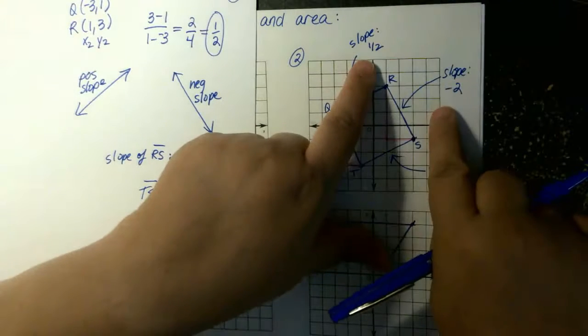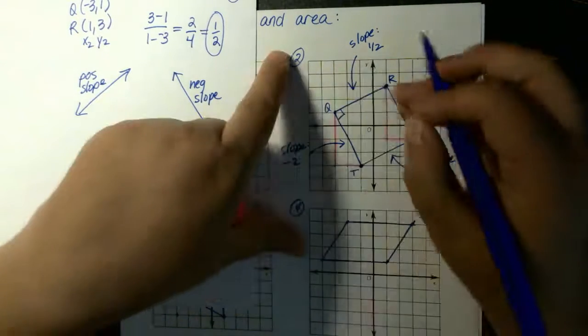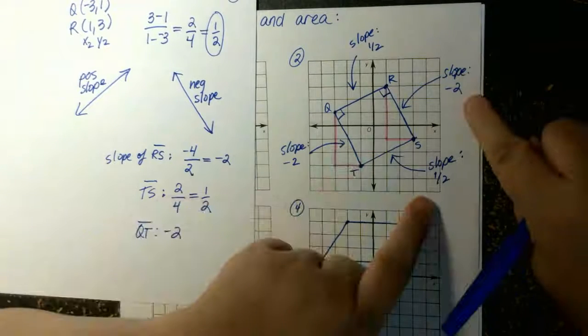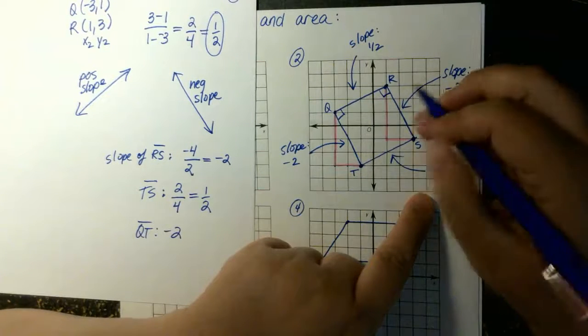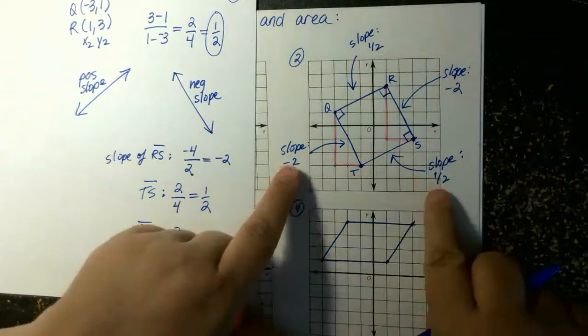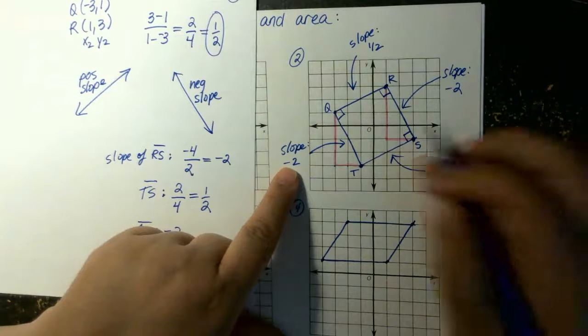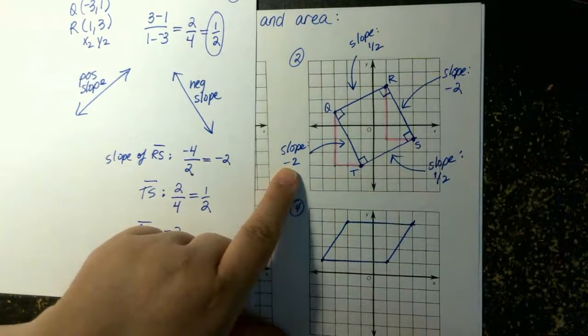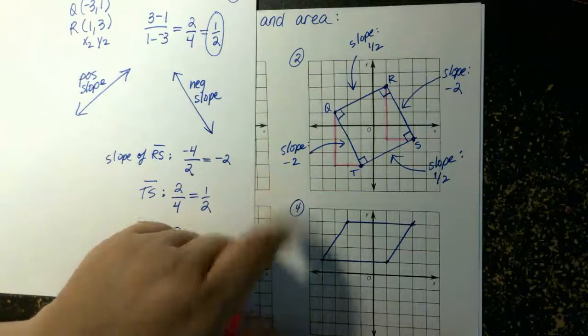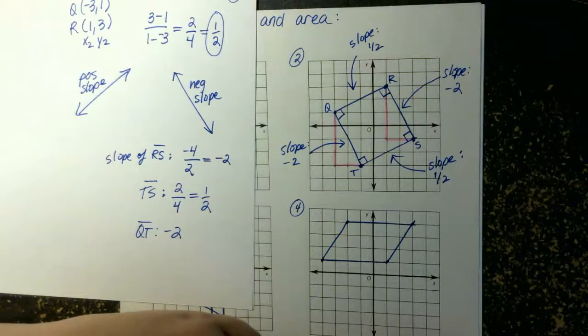And the same thing happens here. So this is a right angle. Same thing happens with these two. So this is a right angle. And the same thing happens with these two. So this is a right angle. So I know that I have a rectangle. I don't know yet that I have a square. In order to find that, I would really probably have to find the lengths of the sides.